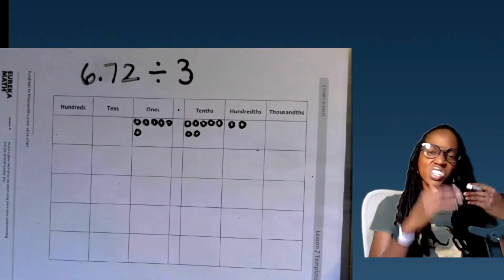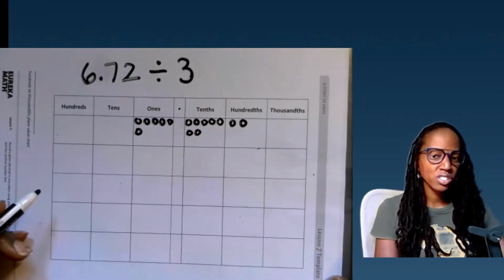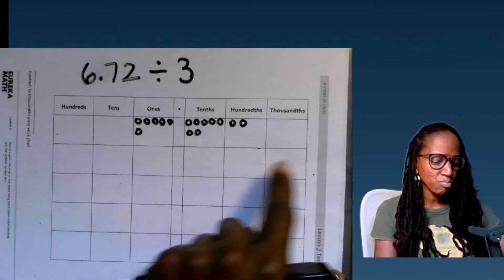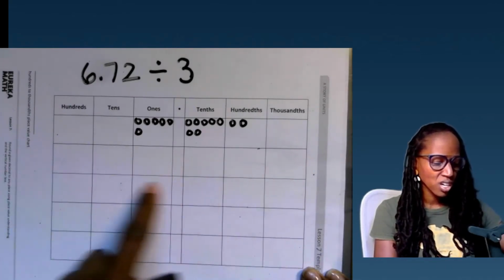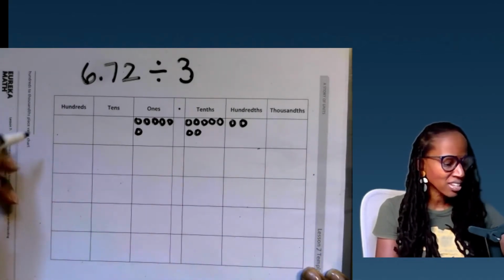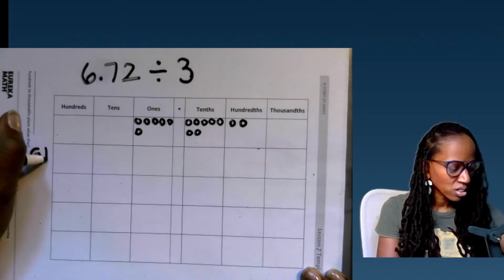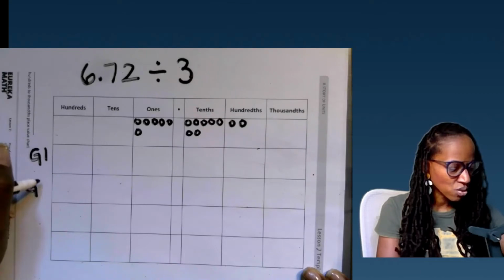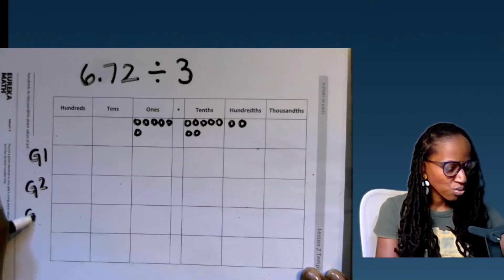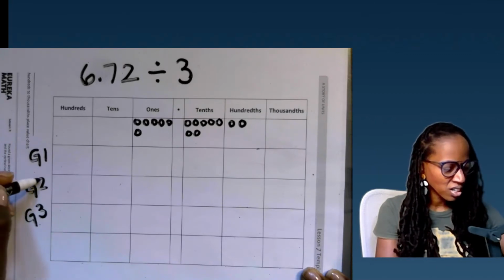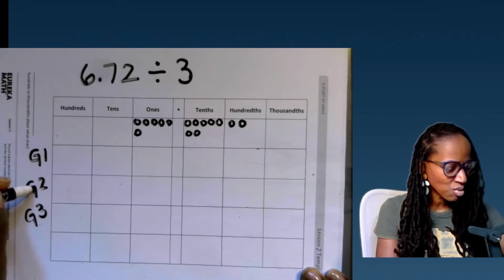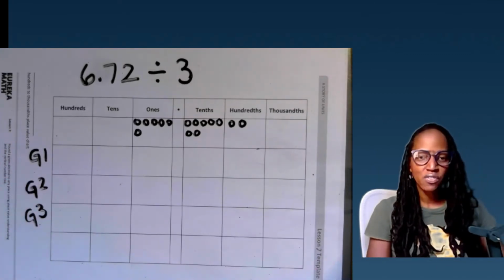Because I'm sharing it among 3 equal groups, I'm going to pretend that this is group 1, group 2, and group 3. And I like to just write that on my place value chart. So this is group 1, this is group 2, and this is group 3. And I need to make sure I am sharing equally among each of these groups. So they have to have the same exact amount for each place value.